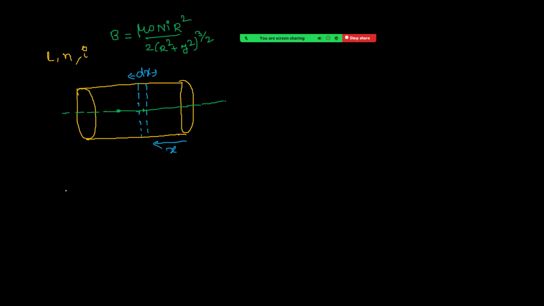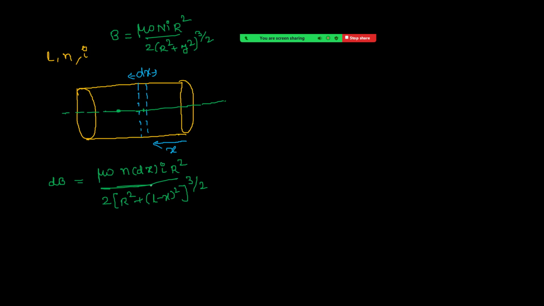Therefore, because of only one small coil, I am taking this as dB, which equals mu naught, in the place of number of turns it is n dx, number of turns, into I, that is the current, R square upon 2 into (R square plus Y square), where Y is L by 2 minus X, so (L by 2 minus X) whole square, whole power 3 by 2.